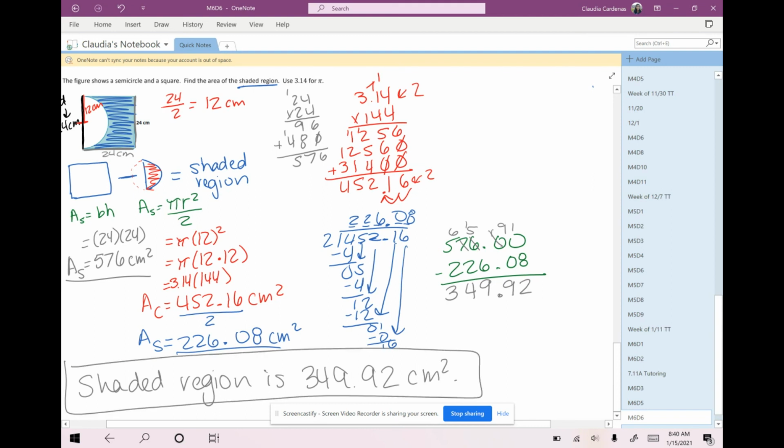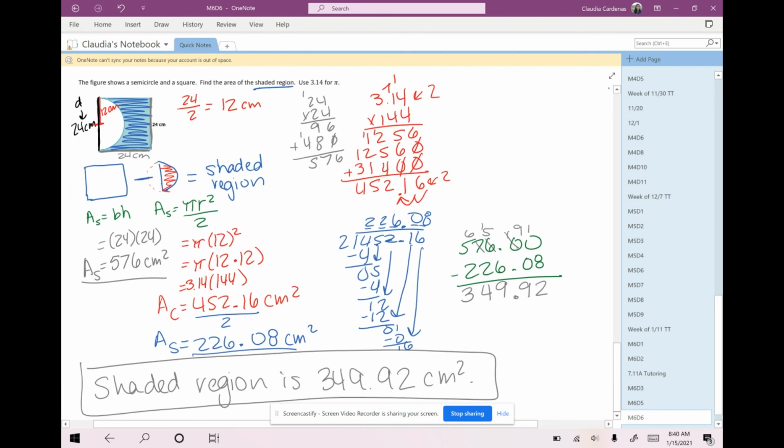So let's stamp. To find the area of a shaded region, we find the total area of the shape. Then we subtract the inner shape from that total area. And then we are left with the shaded region. So we're going to go ahead and try some more out.